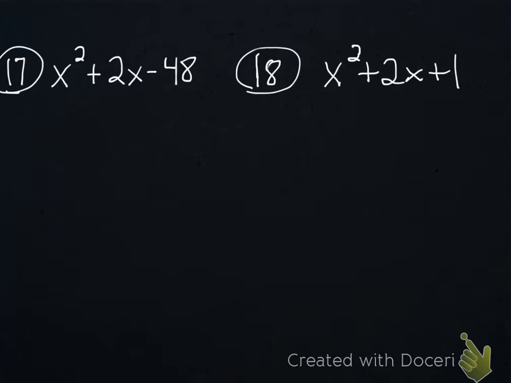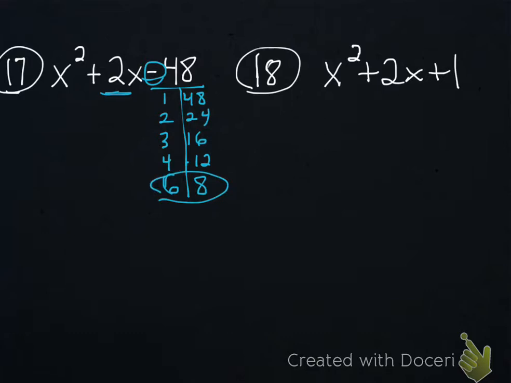Number 17. What is the constant? 48. So what multiplies to give us 48? 1 and 48, 2 and 24, 3 and 16, 4 and 12, and then 6 and 8. Now the 48 is negative, so I need to subtract to get my middle term. Which pair subtracts to give me a 2? 8 minus 6 gives me 2.